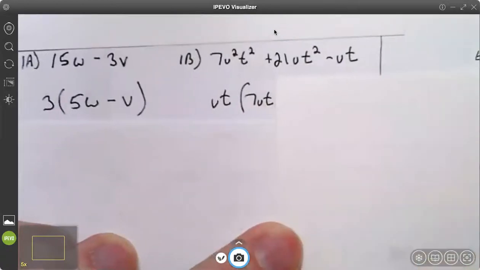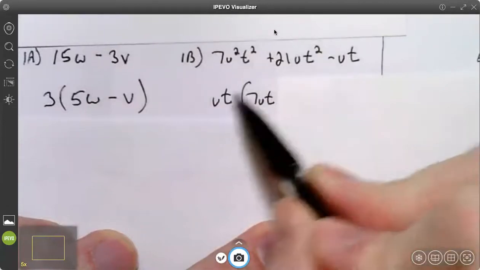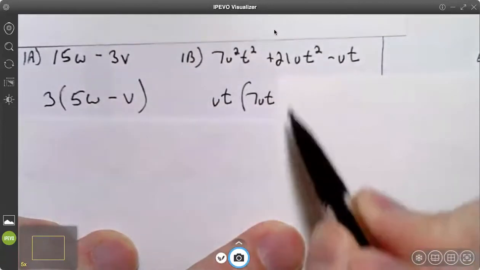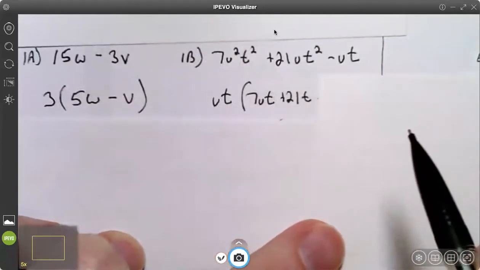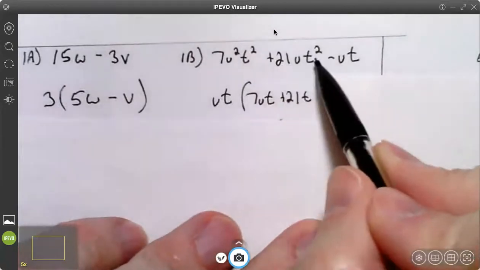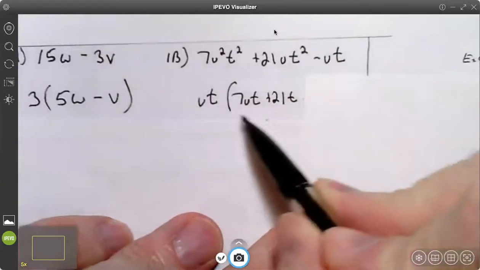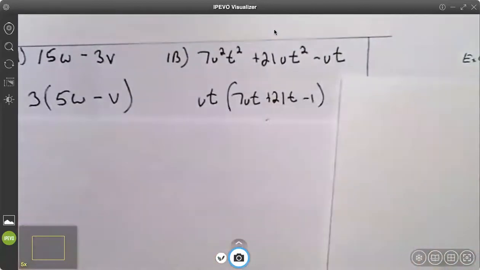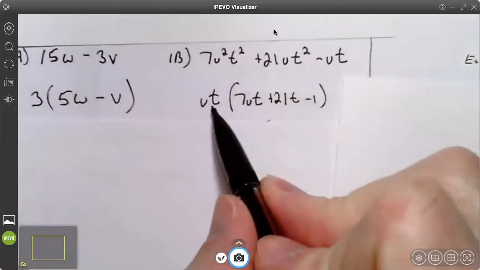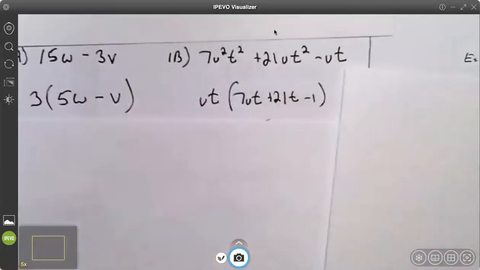Now let's look at the second term. I didn't factor a coefficient out, but I did take this u out. Since I took this u out, there's no u's left in this term. There were 2 t's. I took 1 out, so there's only 1 t left. So the 21 is left, and 1 of those t's is left. Here, when I take ut out, I'm going to be left with an understood negative 1 coefficient here. And that is factored form for that trinomial. And again, you could take this ut, distribute it 3 times, and you would end up back at the question there.